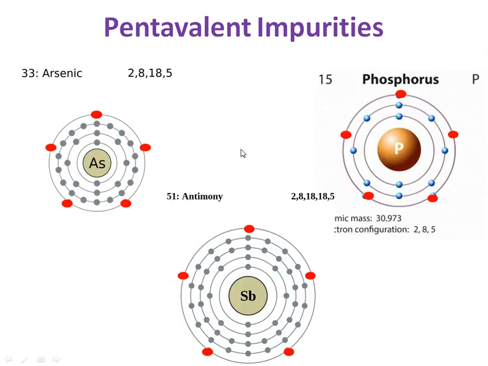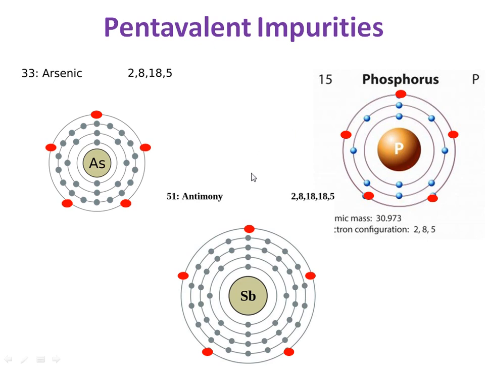Tri means 3. Pentavalent impurities: arsenic, with atomic configuration 2, 8, 18 and 5, the valence band has 5 electrons, and phosphorus has 5 electrons in its valence band, and similarly antimony 1, 2, 3, 4, 5. So these atoms have 5 electrons in their valence band. That's why it is known as pentavalent impurities.